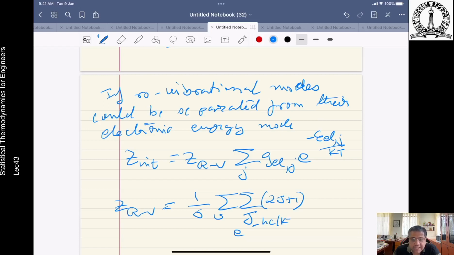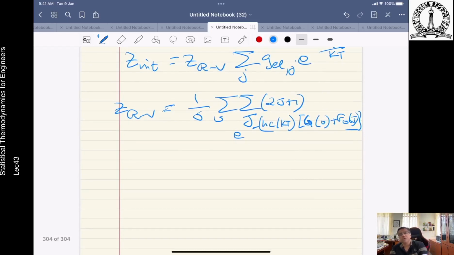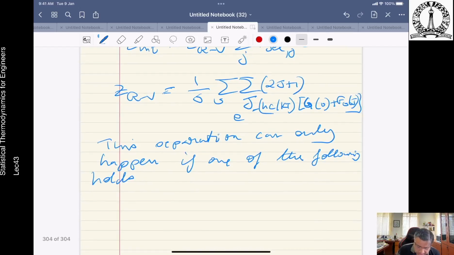Minus hc by kT, and multiplied by G_v plus F_vJ, which depends on the vibrational band. This separation could be affected. This separation can only happen if one of the following holds.